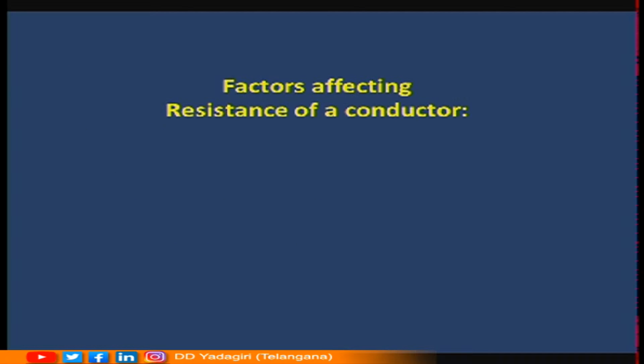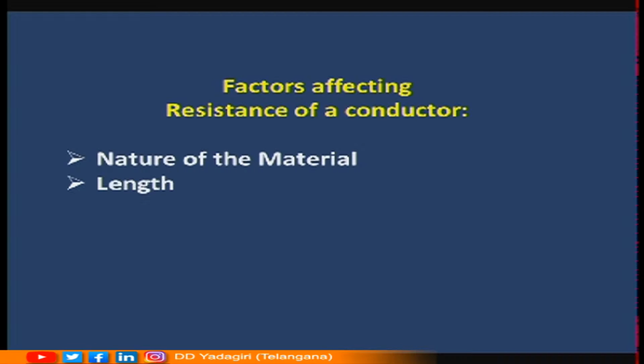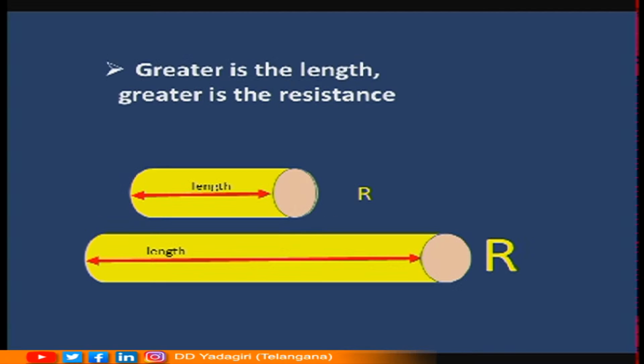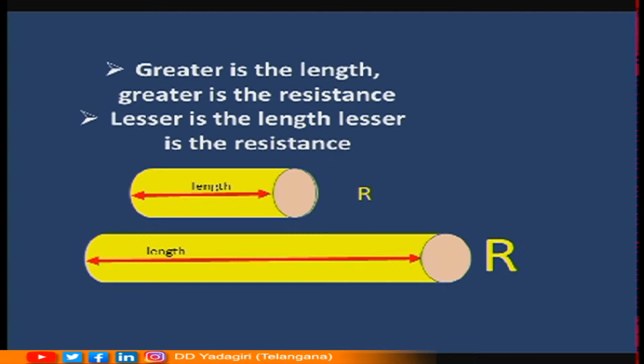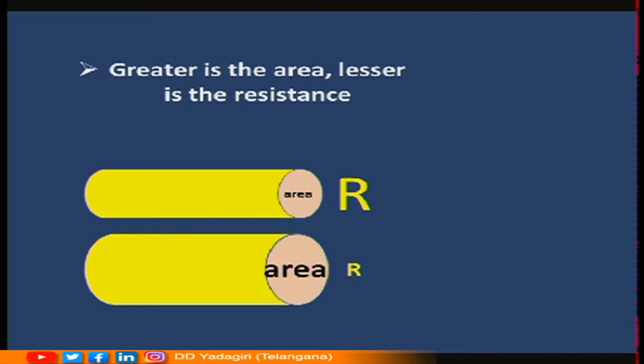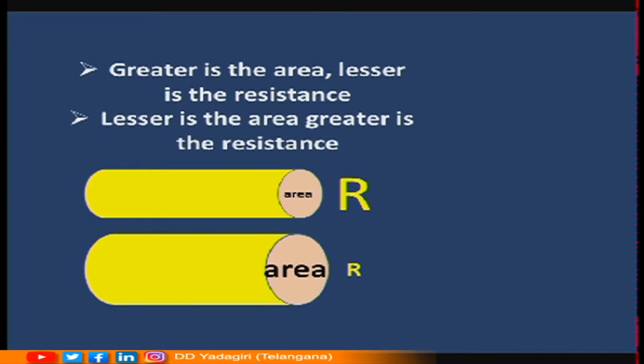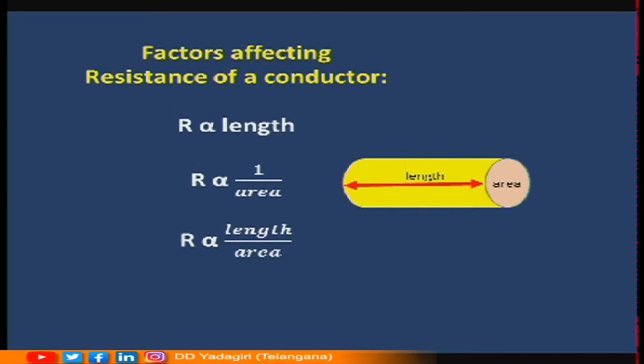Factors affecting resistance of a conductor. Resistance depends on the nature of the material, length and area of cross section. Greater is the length, greater is the resistance. Lesser is the length, lesser is the resistance. Greater is the area, lesser is the resistance, and lesser is the area, greater is the resistance. So, we can write resistance is directly proportional to length, and resistance is inversely proportional to area, and resistance is directly proportional to length by area.